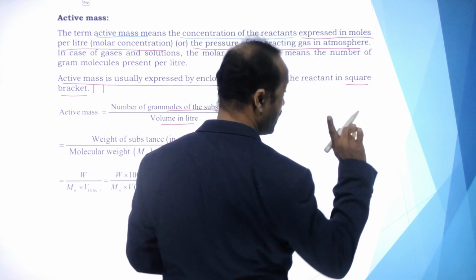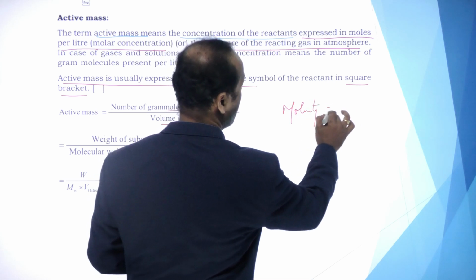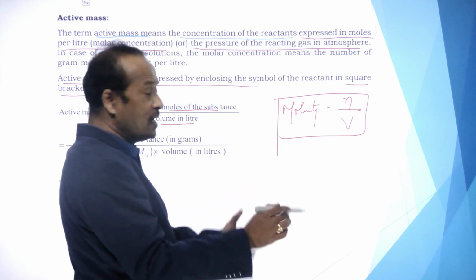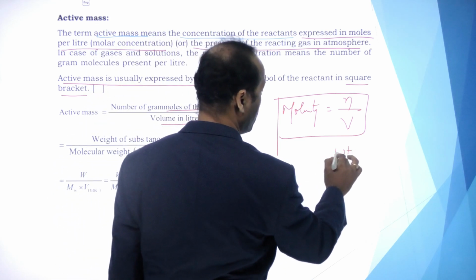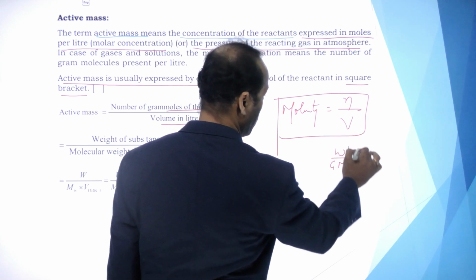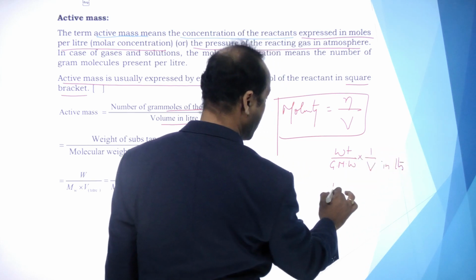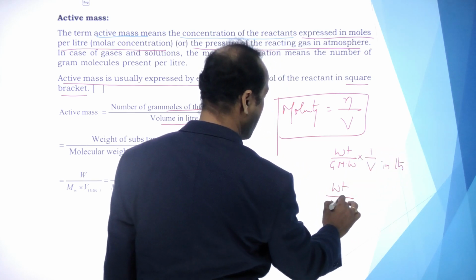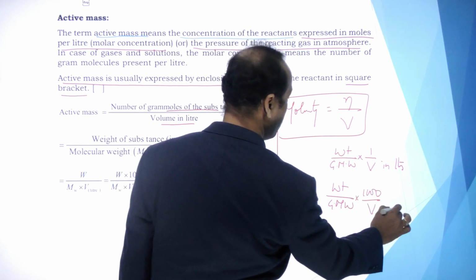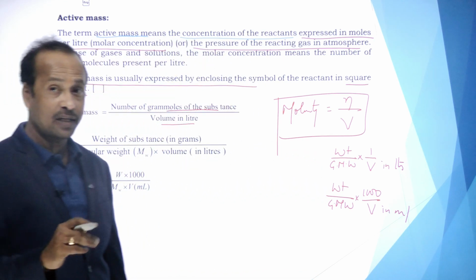See, do you remember the molarity? Molarity in the solution I explained to you. Molarity is equal to the number of moles by volume of solution. But what is the number of moles? Number of moles is the weight of the solute by gram molecular weight, into 1 by V in liters. Or we can write weight by gram molecular weight into 1000 by volume in milliliters. This I gave for the molarity, right?